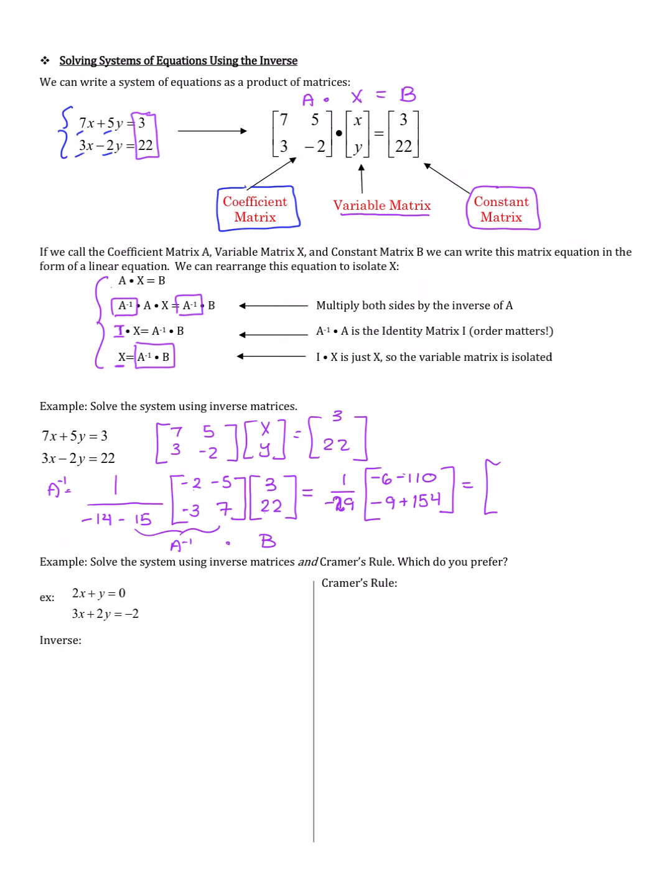Okay, so we have negative 116 divided by negative 29, believe it or not, is a very friendly 4. And on the bottom, we have a positive 145 divided by negative 29, gives me a negative 5. And that would be the solution. So we know that x equals 4 and y equals negative 5 in my system of equations.